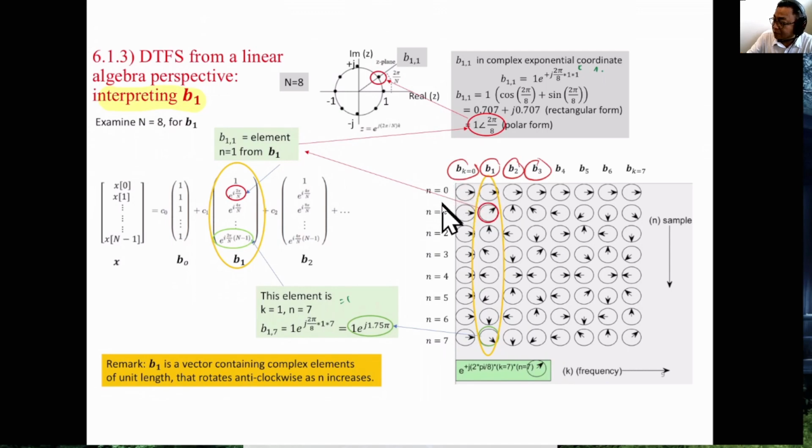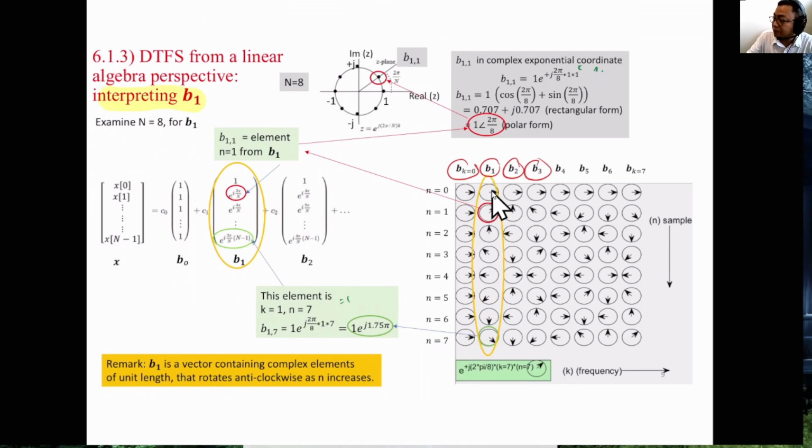from sample n equals to 0 to 7, the phasors does not change, because we are talking about B0 means there is no change of frequency. The frequency is 0 radian per sample. So the phasor remains constant from sample 0 to 7.